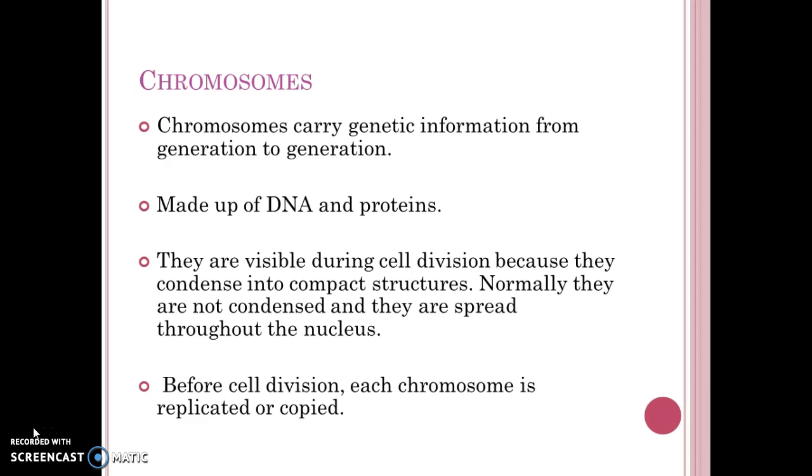Chromosomes carry genetic information from generation to generation. They are made up of DNA and proteins. They are visible during cell division because they condense into compact structures. Normally they are not condensed and they are spread throughout the nucleus. Before cell division, each chromosome is replicated.